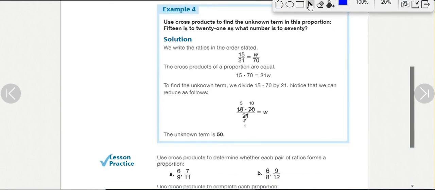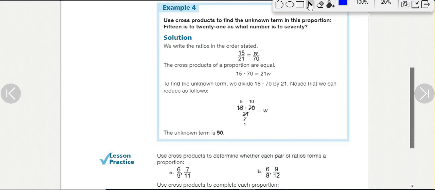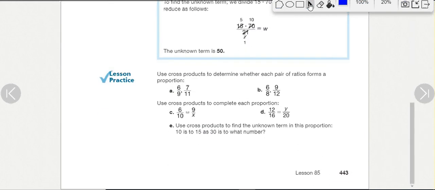Use cross products to find the unknown term in a proportion with words. You can read that one over if you'd like. And why don't you pick 3 of the practice? 3, please.